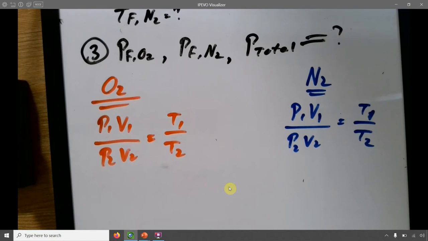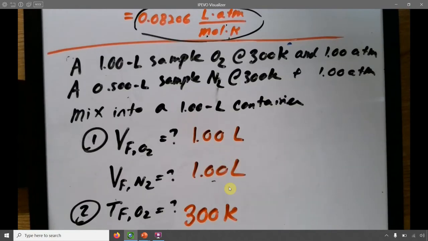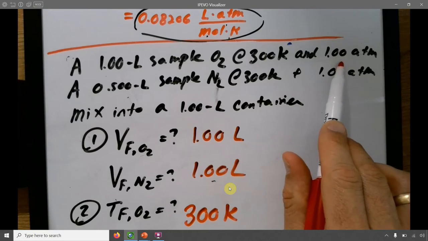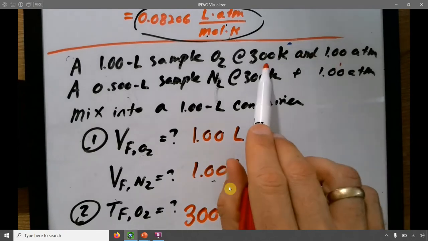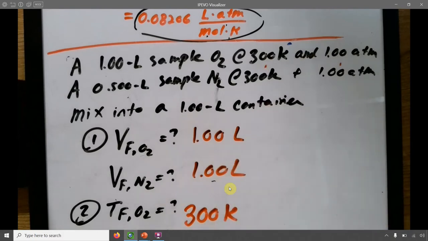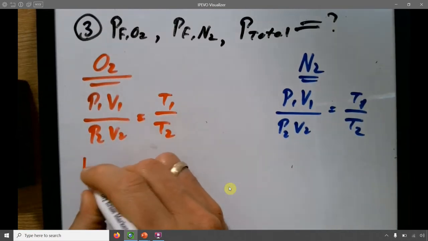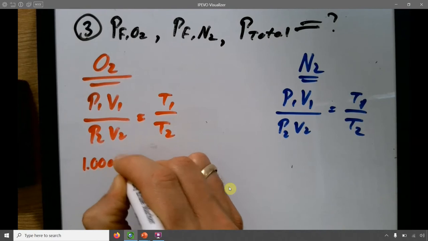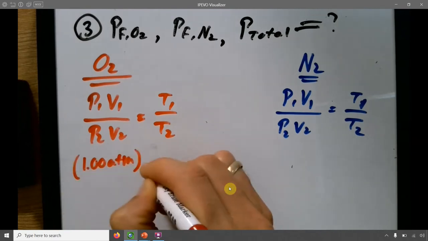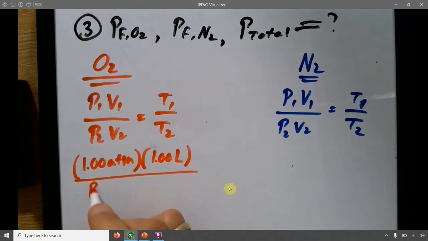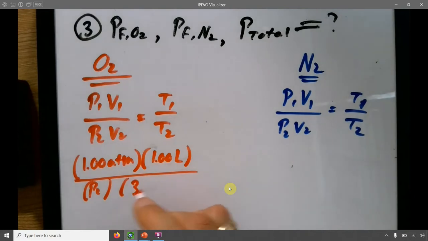If you look at the problem statement for oxygen, I start at 1 atm and I end at, well, I don't know. I have to figure that out. I start at 300 K and I end at 300 K. I start at 1 liter and I end at 1 liter. So I'll substitute all these values in. I start at 1 atm. My first volume is 1 liter. I don't know my second pressure, which is what I'm looking for. And my final temperature is going to be 300 K.